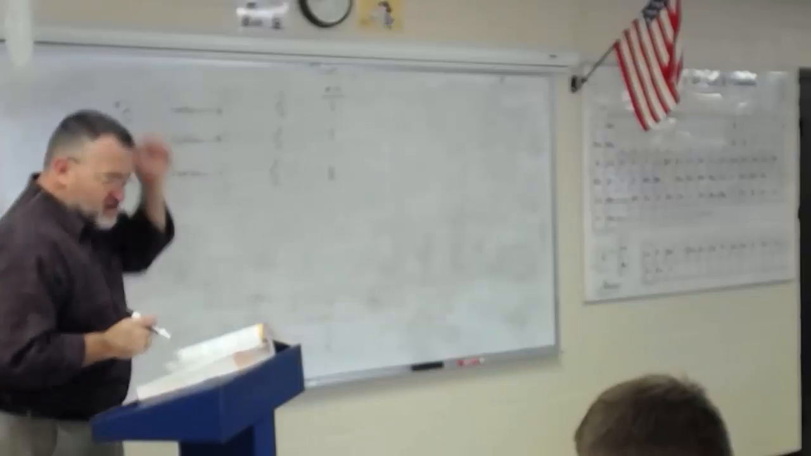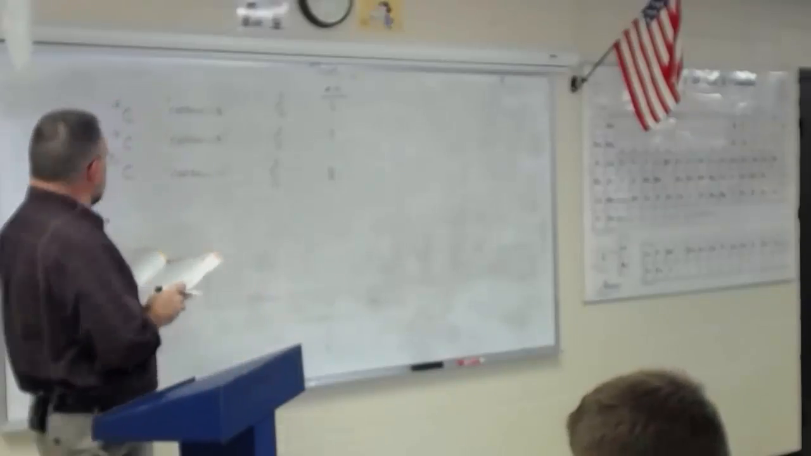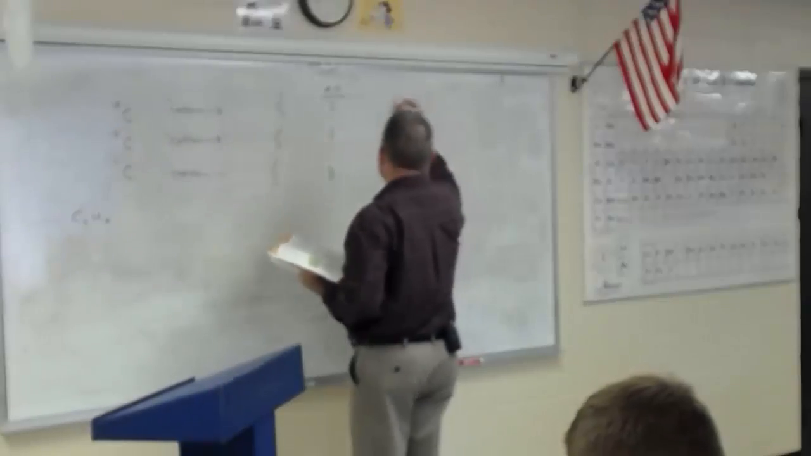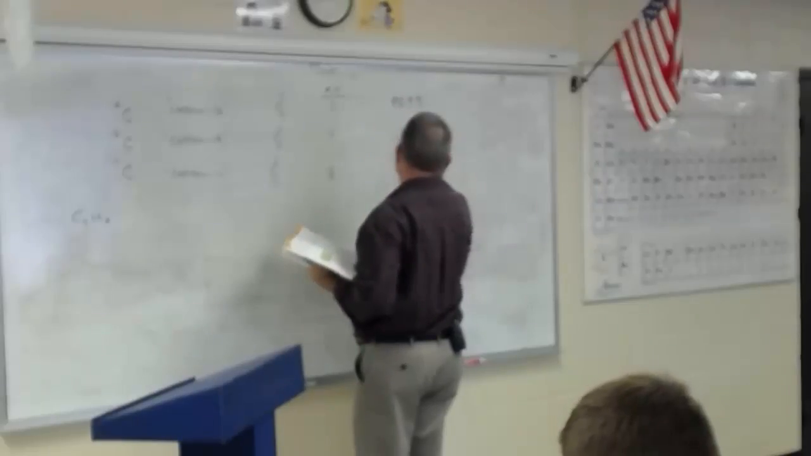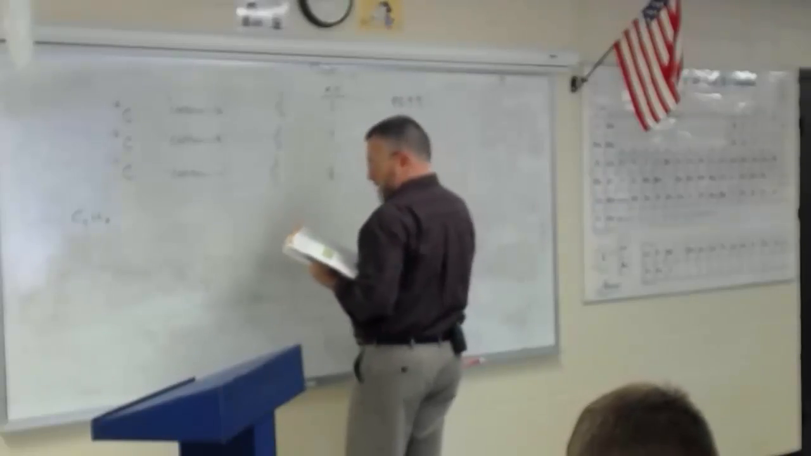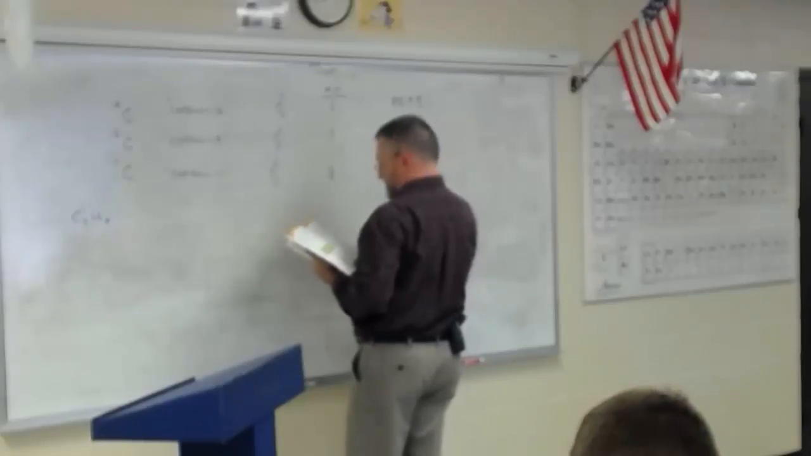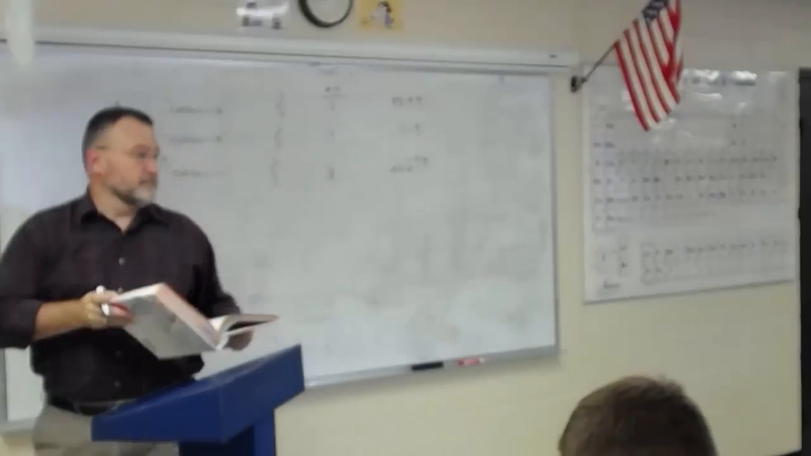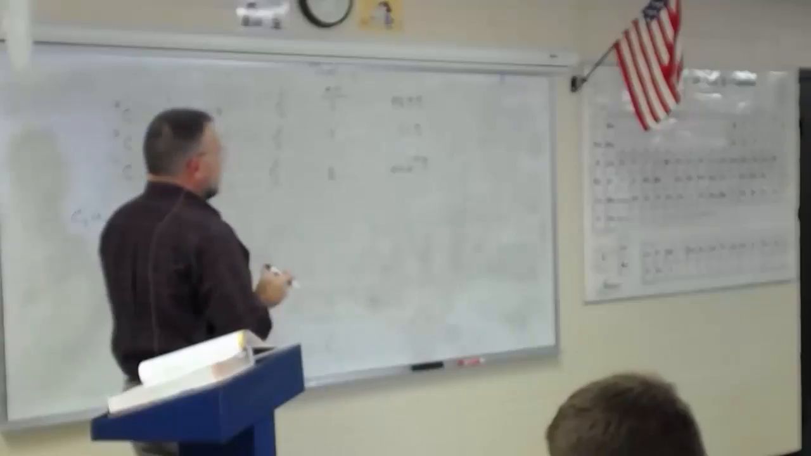Matter of fact, in the text, they tell us that for carbon, the way these occur in nature, carbon 12 occurs 98.9% of the time. Carbon 13 is 1.1% of the time. And carbon 14 is 1.0 times 10 to the negative 12th percent of the time. Okay? So what's this telling me?